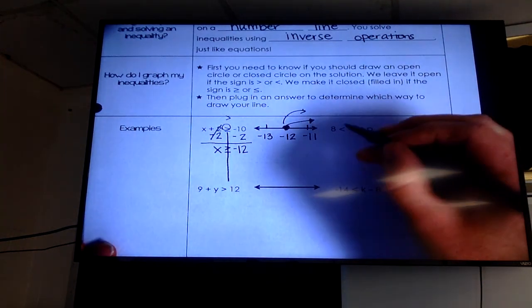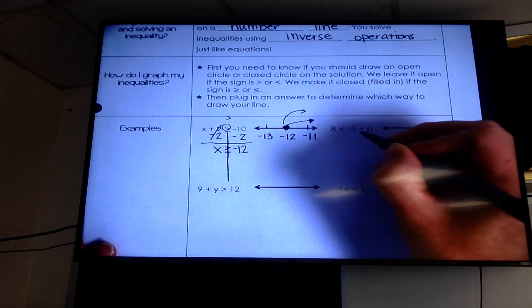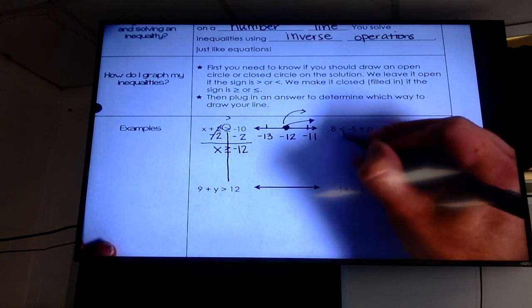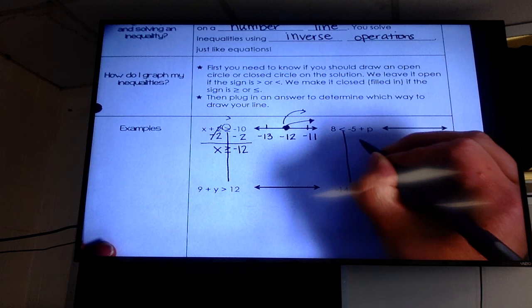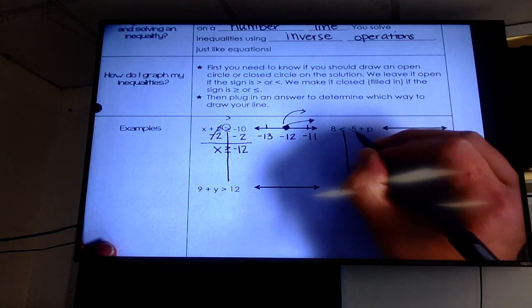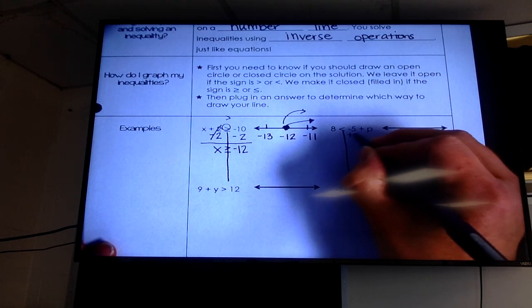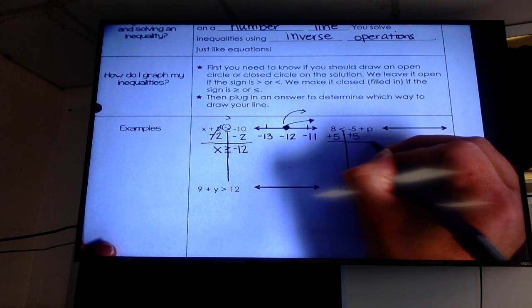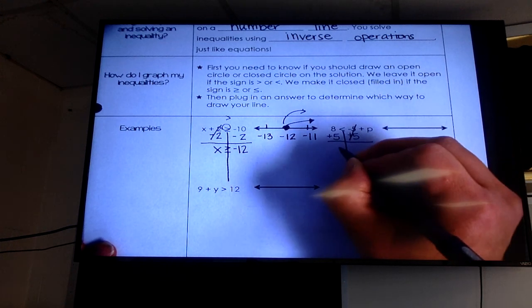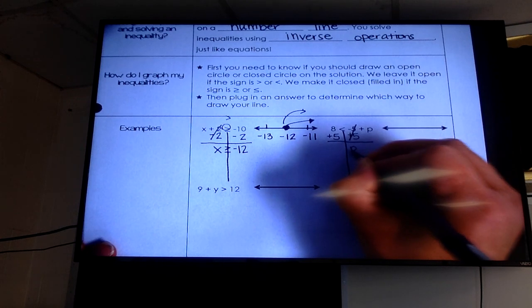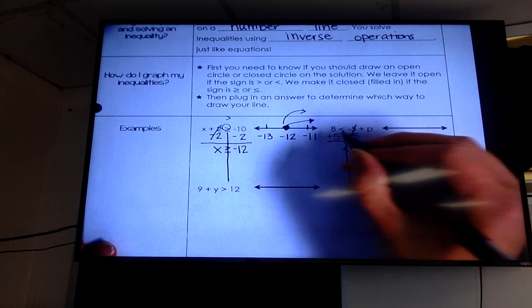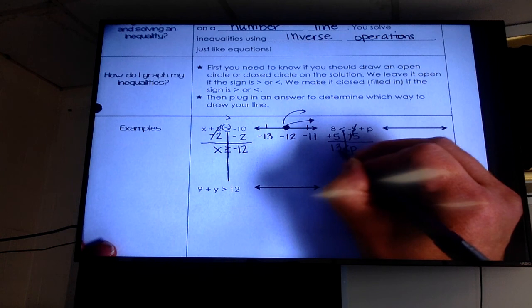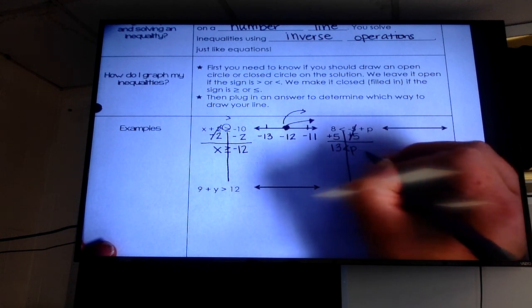Okay, so let's try it here. 8 is less than negative 5 plus p. Drop my line from the inequality sign. I see a negative 5, so I'm going to add 5. I need a positive 5 to make that go away. Okay, so those cancel out, leaving me p. Keep my sign, and 8 plus 5 is 13. So I know 13 is less than p.